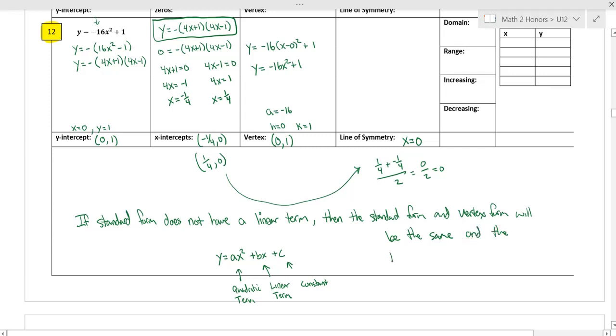The line of symmetry will always be x equals 0. So right off the bat, if you're working with something in standard form and you see it's missing the linear term, you know you have vertex form, and you know the line of symmetry is going to be at 0. Alright, let's put some of this in a graph.